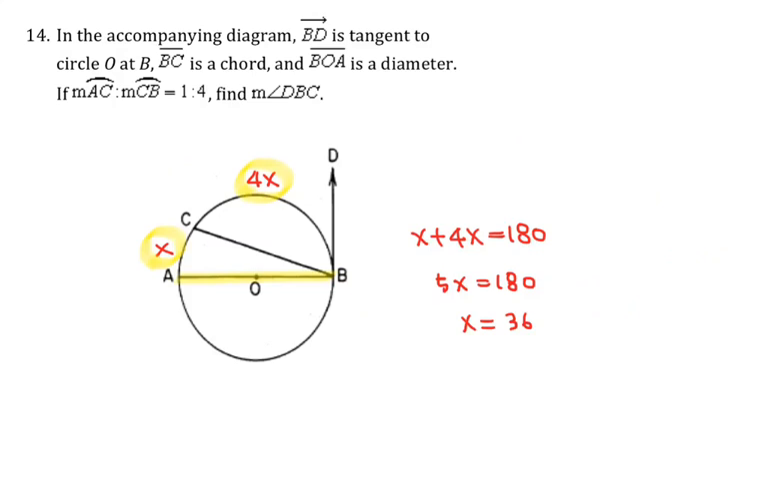Now, what is the measure of angle DBC, right over here? We need to figure out what 4 times 36 would have been. In fact, that's equal to 144. So therefore, this angle, using the same idea as before, becomes half of 144. So the answer is 72 degrees.